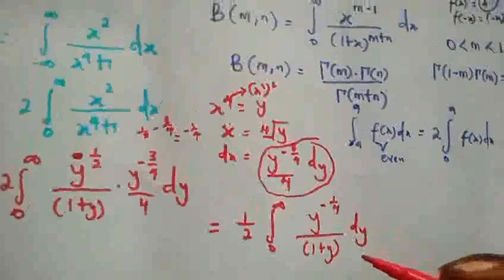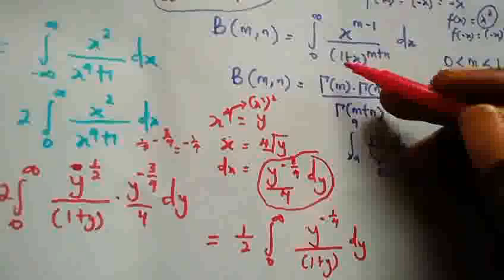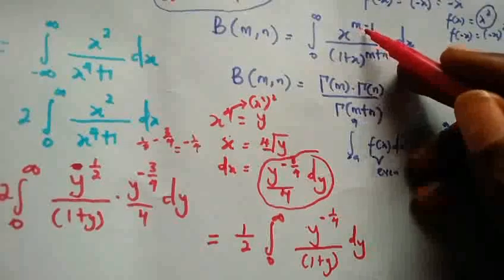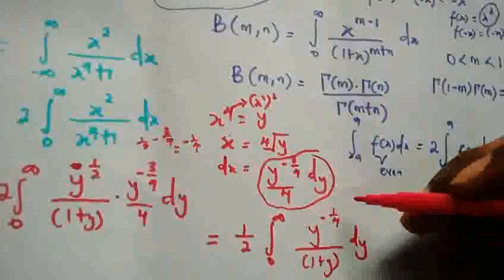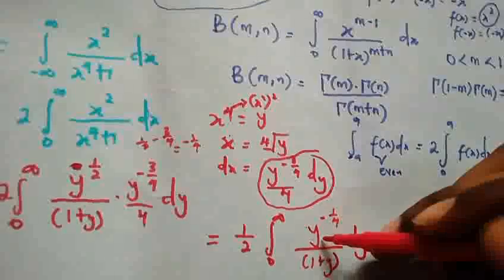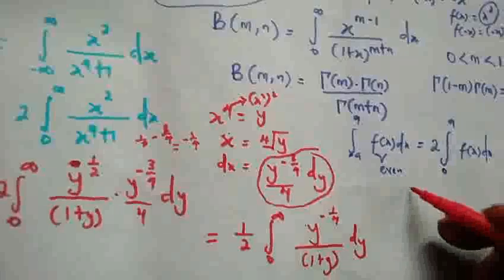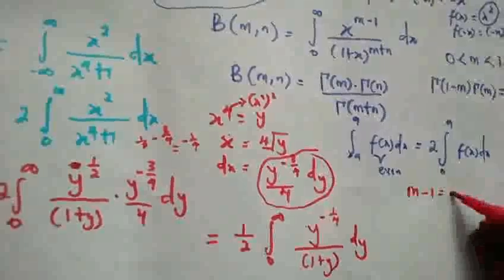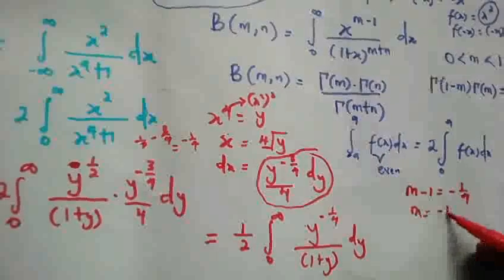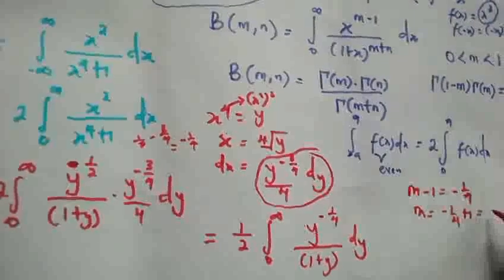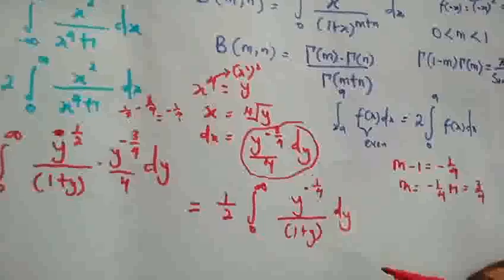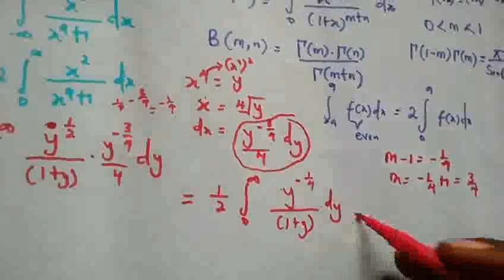So remember, we need to make this integral look exactly like this. So we have a power of x here to be a number, subtracting 1 from it. And what is this number? How do we get this number? We're going to compare the power of x and the power of y here. So let us compare the power. So m minus 1 is equal to negative 1/4. So we're looking for this m is equal to negative 1/4 plus 1, and this is giving us what? 3/4.